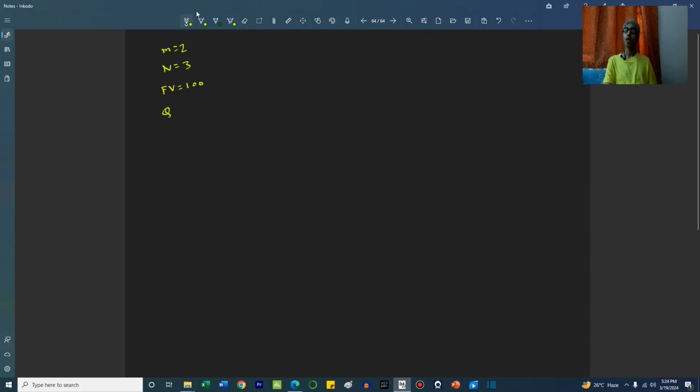The quoted margin is 1% and the discount margin is 2%. We need to find out the present value. So this is the starting point, t is equal to 0. This is 6 months, 1 year, 1.5 years, 2 years, 2.5 years and 3 years. This is the maturity period.